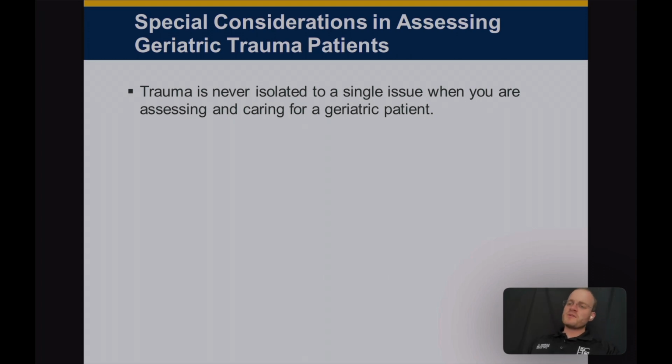Trauma is never isolated to a single issue when you're assessing and caring for a geriatric patient. This is a good point. If I were to kick the wall and accidentally stub a toe, maybe I just isolatedly stubbed my toe. An old person kicks the wall, they could very well stub their toe and now have vascular issues and swelling. That can lead to necrosis. It can lead to infection, right? So what they're trying to say is that it's not just the stubbed toe, it's the stubbed toe and all the consequences of having a stubbed toe in geriatric patients.